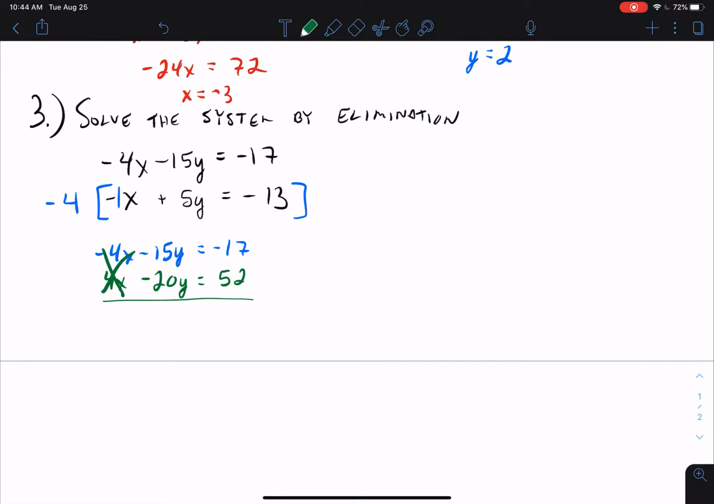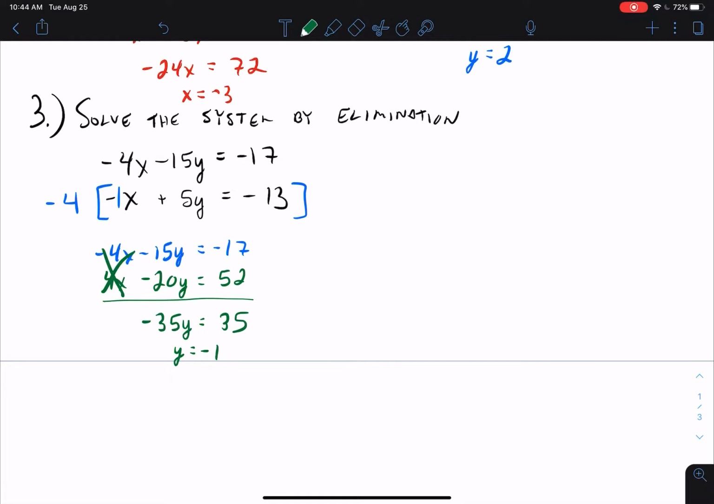Now, if I were to combine these equations, my x's are going to eliminate each other. That's what I'm trying to do. And now if I add down -15y plus -20y, that's -35y. And then -17 plus 52, that's going to become 35. So y is going to equal -1.